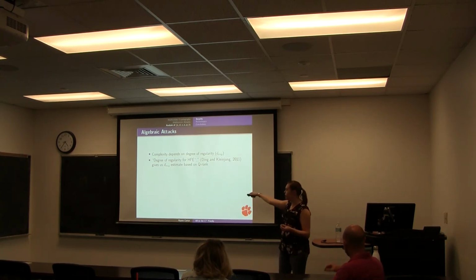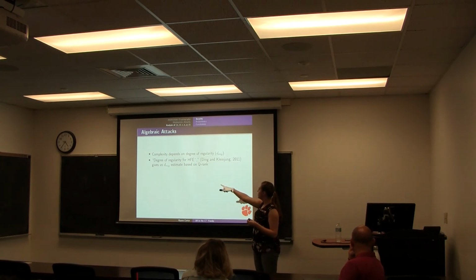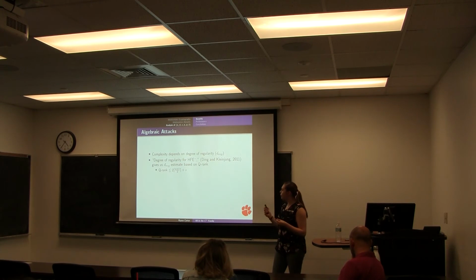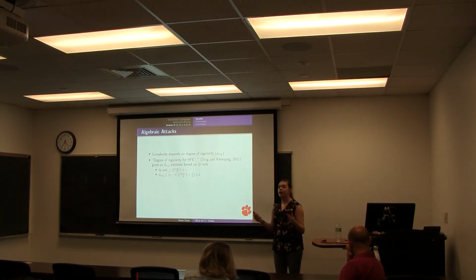We know what our Q rank bound is. And so that estimate is from degree of regularity for HFE minus. This is what we found our Q rank bound to be. So then we can use what was given in that paper to have an estimate on our degree of regularity. And then from the degree of regularity, we have an estimate of the complexity of solving the system via algebraic attacks. All right, I'll put all of those numbers again at the end. But there's still some other things that we want to pay attention to.